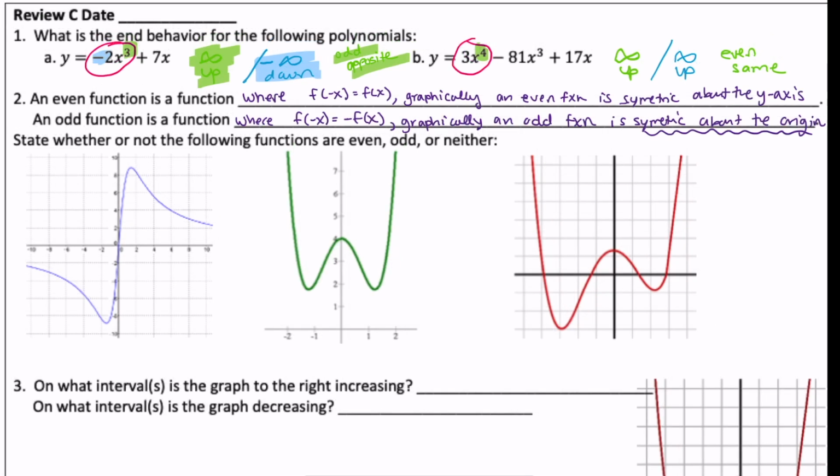An even function is a function where f of negative x equals f of x. Graphically, an even function is symmetric about the y-axis. An odd function is a function where f of negative x equals negative f of x. Graphically, an odd function is symmetric about the origin. Let's take a look at the examples.